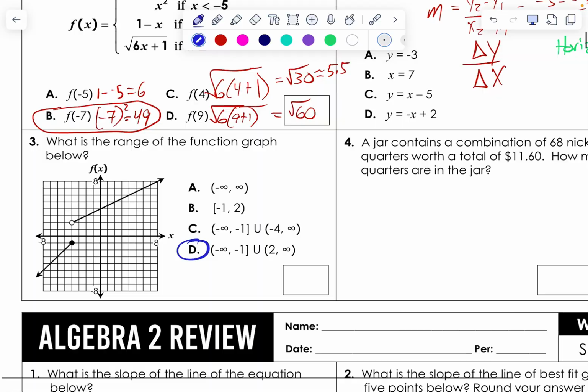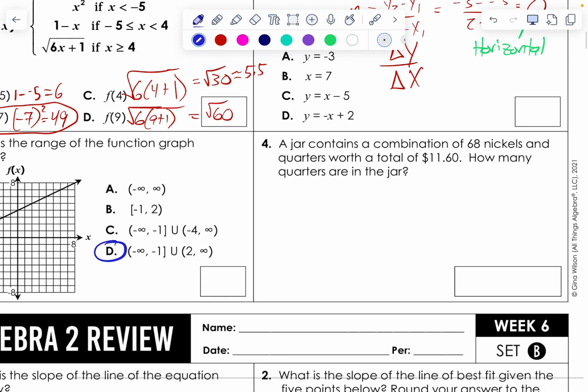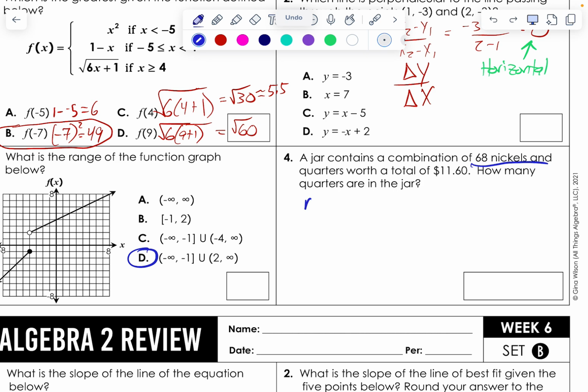D. Good job. And then number 4. The wording on this is kind of dumb. So it's the 68 nickels and quarters. It means that it's the total. The way I first read it, and we were talking up here, it's 68 nickels. That's what I thought. That's what it reads. But really it should be like this.